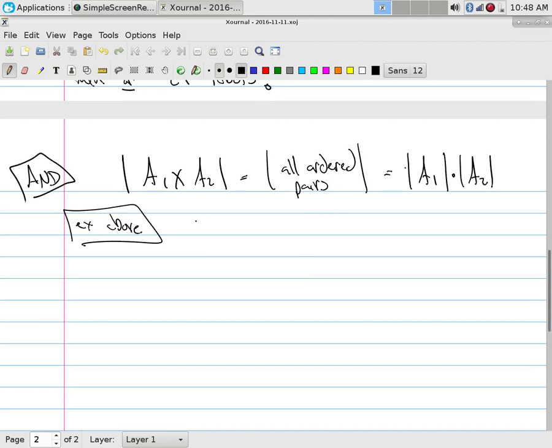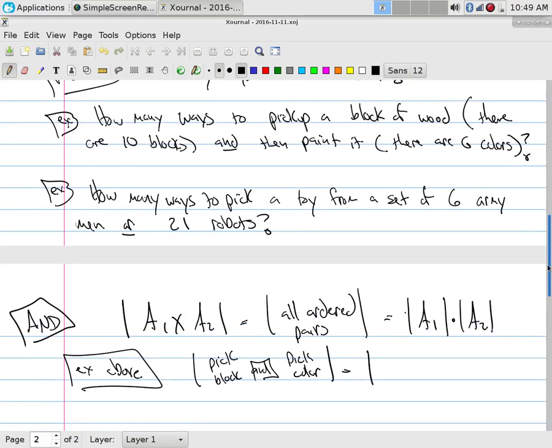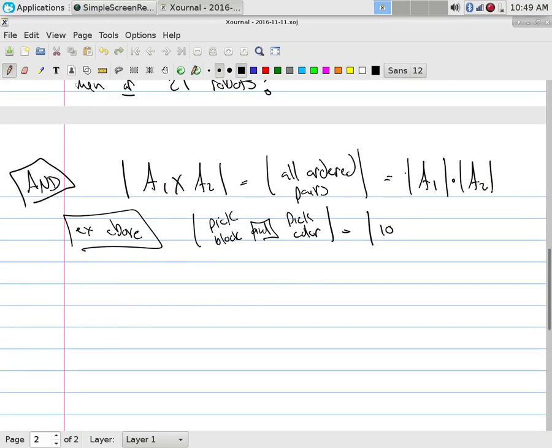we're going to pick the block and pick a color. How many ways could you do that? Well, how many blocks were there? Let's go back up again. How many blocks are there? 10. How many colors are there? 6. So I have 10. Well, I might as well go with the cardinality. I have 10 times 6, which is 60. There are 60 ways to do this.